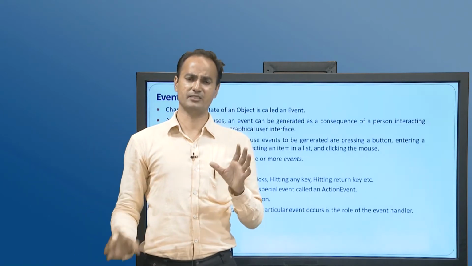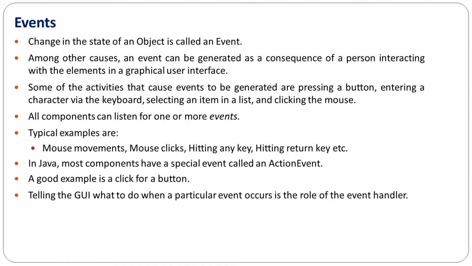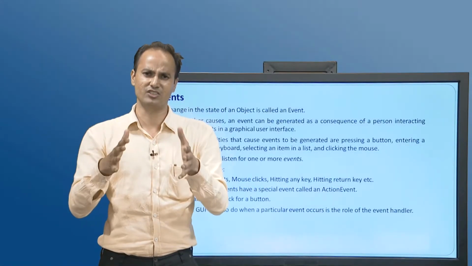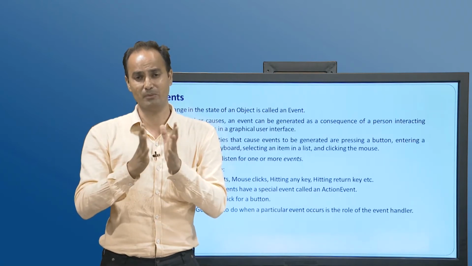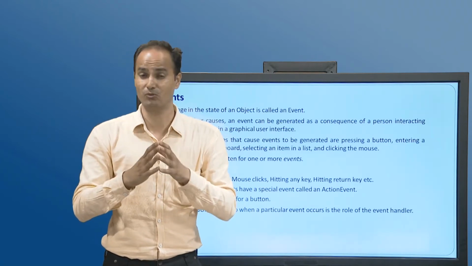Now, the next part is about this: once we have created a GUI application using the swing components like JButton, JTextField, JLabel, JCheckBox, JRadioButton, all these things, and we have a good look and feel, then what to do? The next task is all about events. So, what is an event?